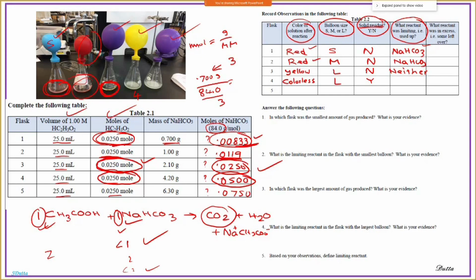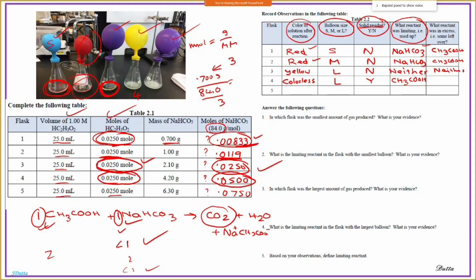So what is limiting? The acetic acid is the limiting. So excess is going to be the opposite. This one is going to be excess. These two are going to be the opposite. So this is going to be excess. You have excess acid. And this is going to be neither.